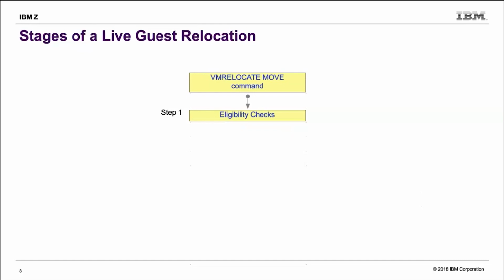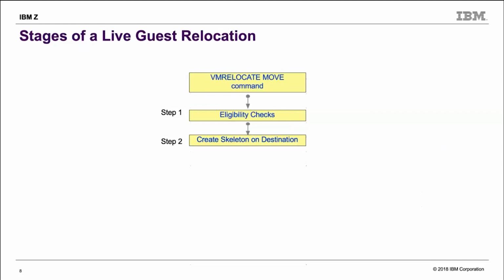The point is, we can start off and do this non-disruptive eligibility check. We can see what step one of this process is by doing a VM relocate test before we actually do a move itself. But let's say that we are going to actually go through and do a relocation. We issue VM relocate move, and we've passed our initial eligibility checks, right? Step two of the process then is to create a skeleton on our destination member, right?